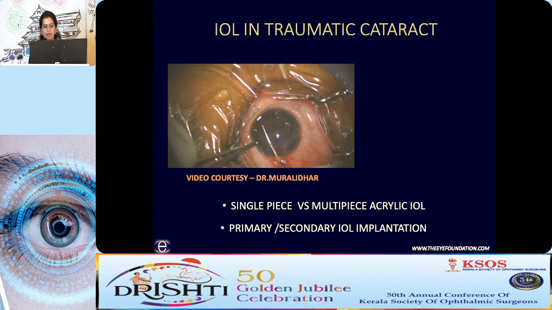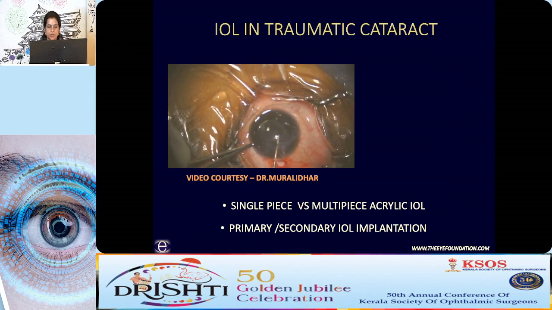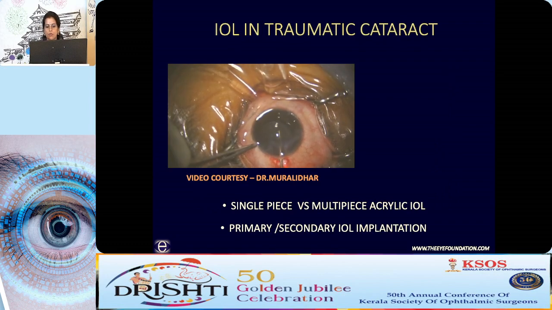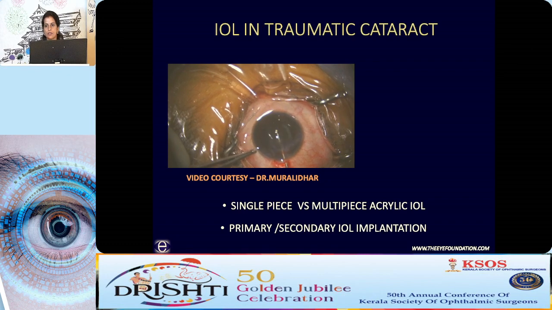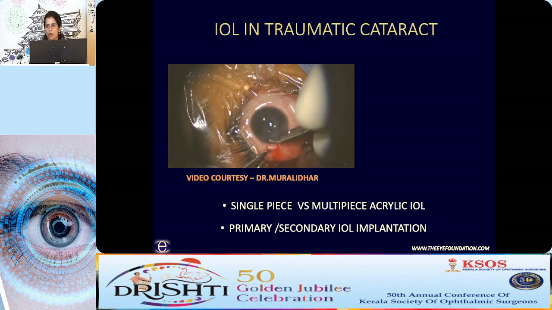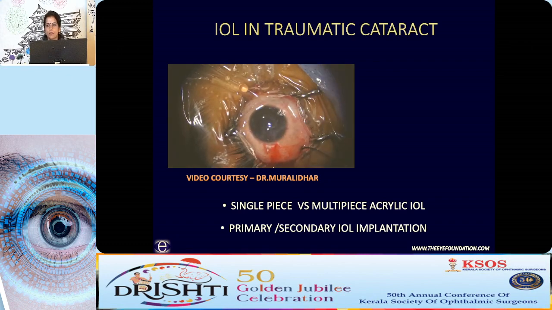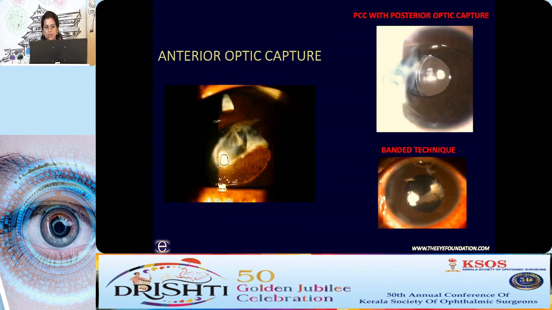So IOL in a traumatic cataract, which type of lens do you implant? We generally go with a single piece or a multi-piece acrylic intraocular lens in most of the cases. And in some cases, when there is compromised bag or a posterior capsule, we might go in for a secondary intraocular lens implantation.